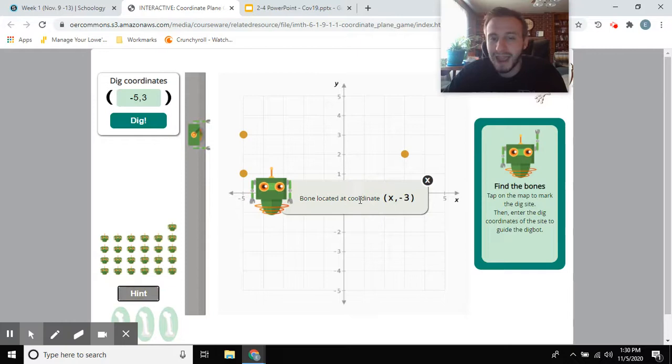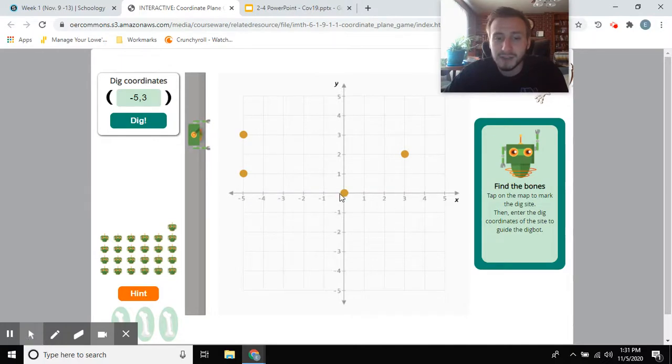Bone located at coordinate x, -3. So it's saying that somewhere we have to put in a number for our x, but for sure in the -3 area, there is a bone in the y value. So x comma -3. So -3 on the y value would be here. So somewhere on this line is a bone. Let's try -2, -3. So I type -2, comma -3. Dig.